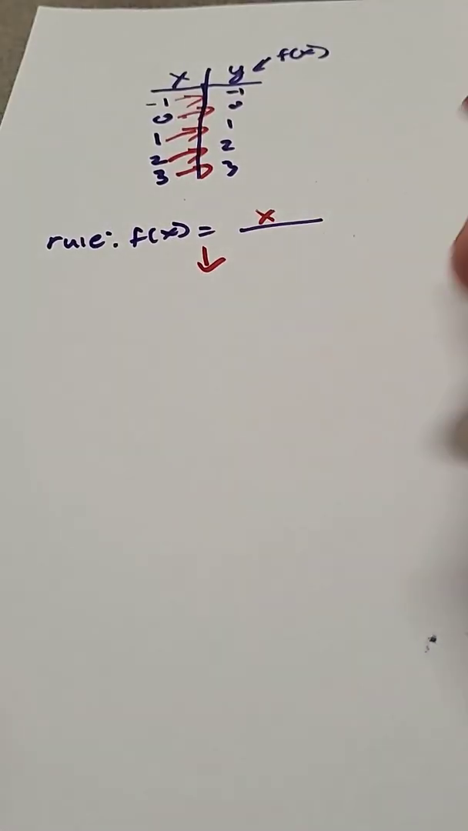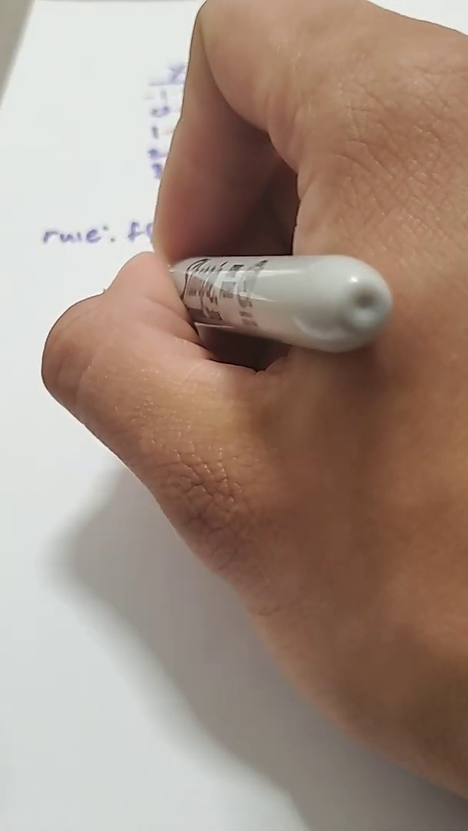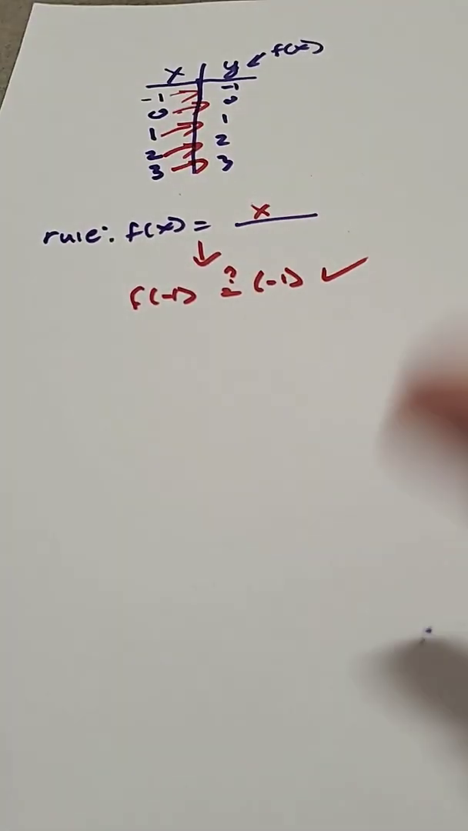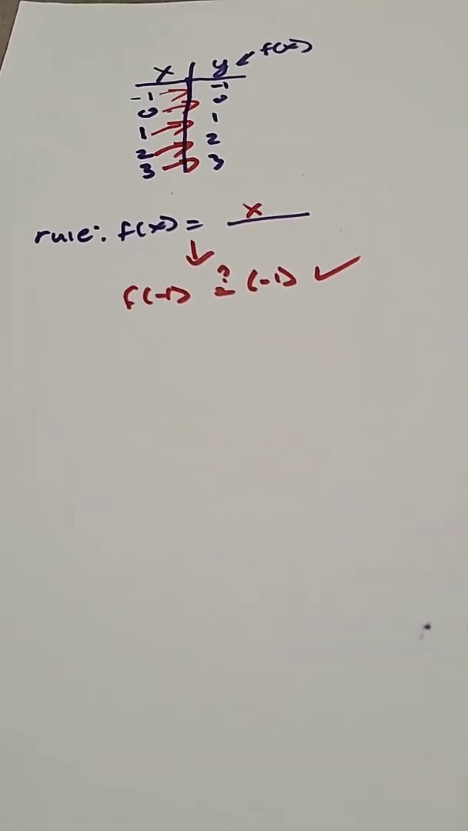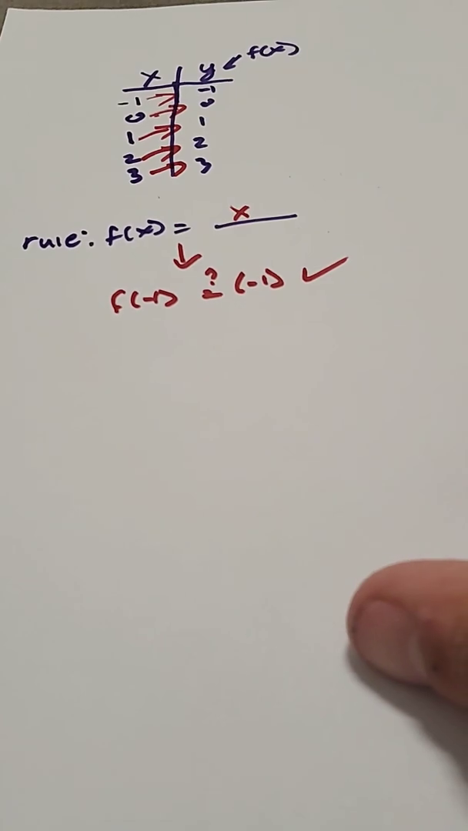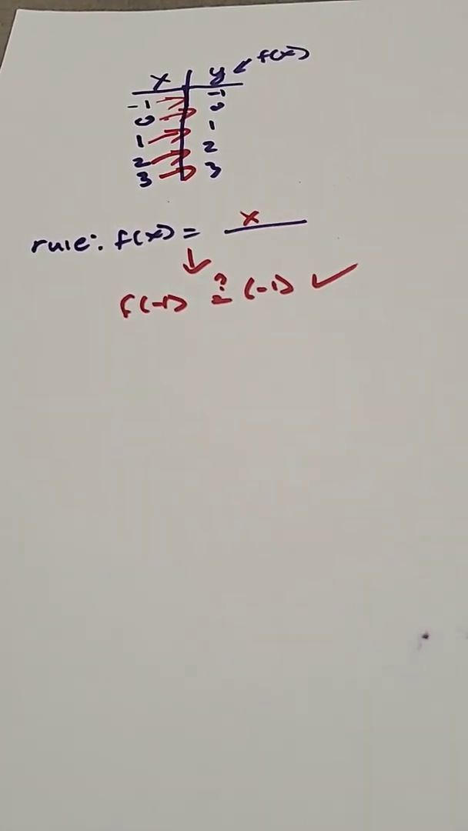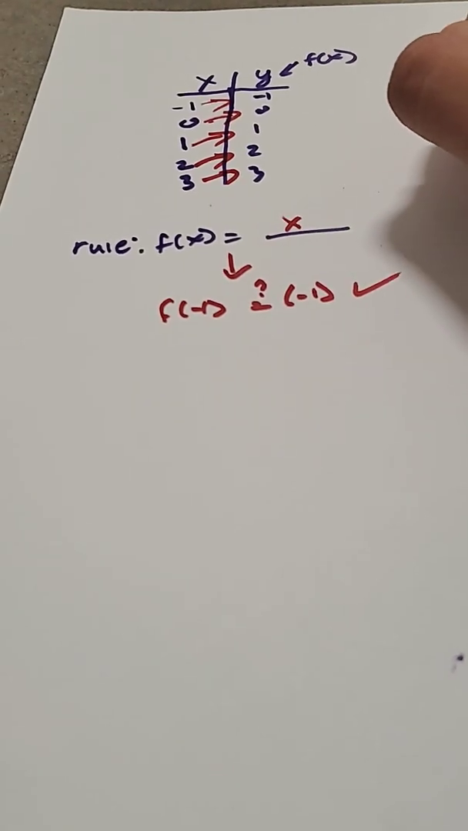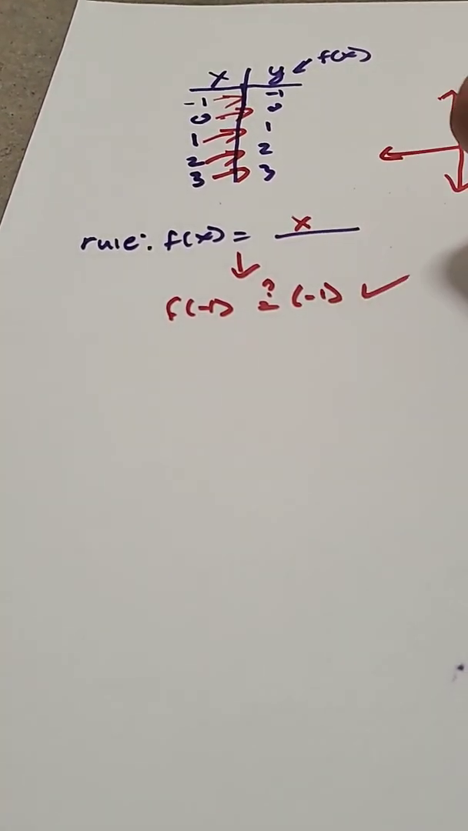Okay, let's test that. So f of -1, does it equal -1? Well, yes, it does. We can test it with all the points, but that doesn't prove it, it just shows it's the rule. And remember, this is a straight line. We'll cover graphing linear functions by translations later.